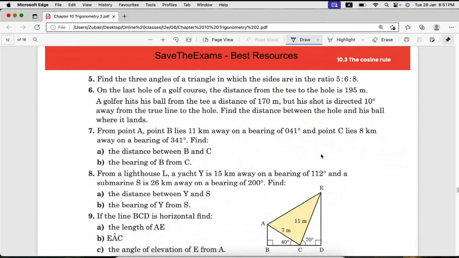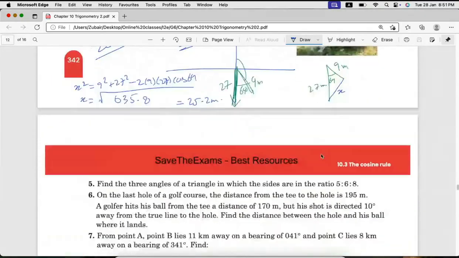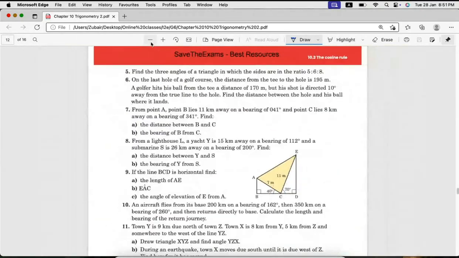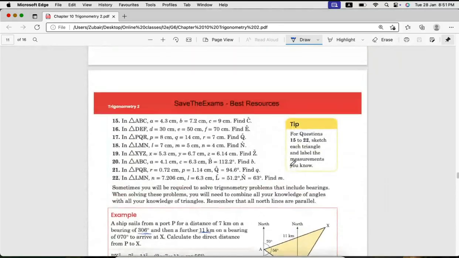Okay. So this is exercise 10.3. Solve maximum questions so you get a good grip of bearing, cosine rule, and sine rule. Okay. 10.3, page number is, where's the page?